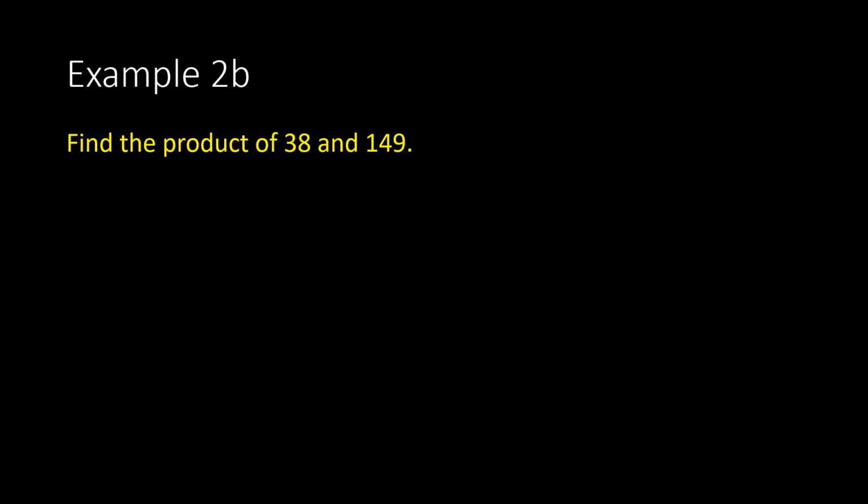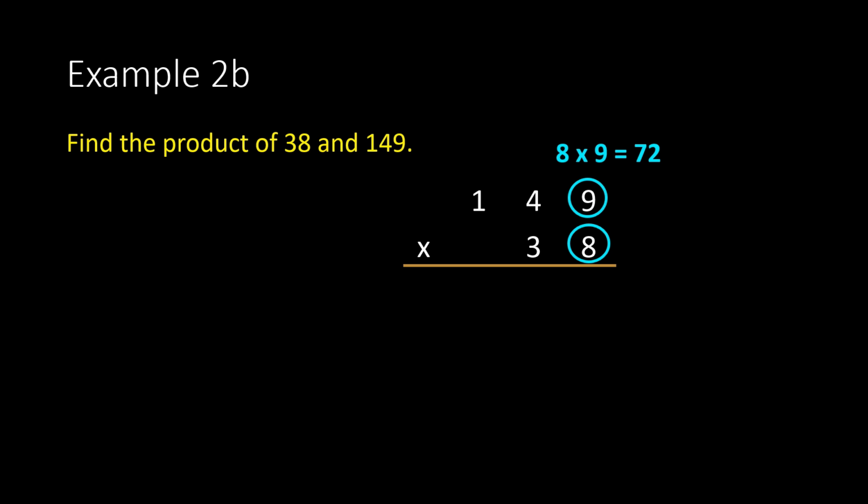Now for the next example. We are required to find the product of 38 and 149. Again, set up the calculation as shown and begin multiplying from the right-hand side. So 8 multiplied by 9 equals 72. 8 times 4 equals 32, and add that to the carried over 7 to give us 39.